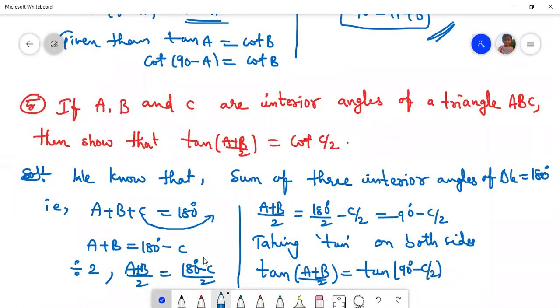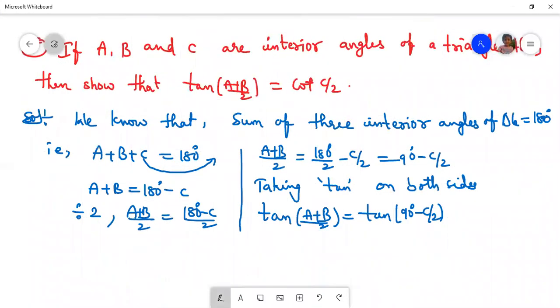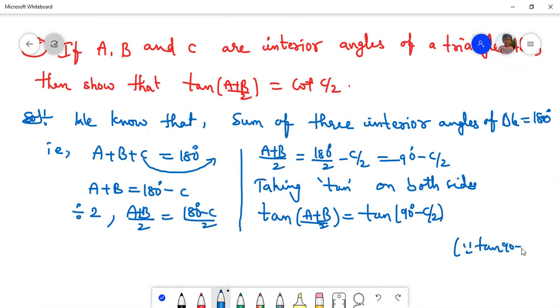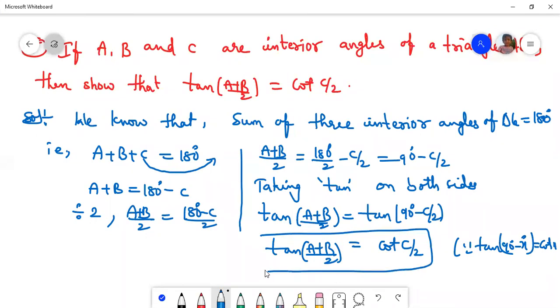From the complement angle of the triangle, we know that tan of (90 minus x) degrees equal to cot x degrees. So it is equal to cot of C by 2, which is equal to tan of (A plus B) by 2. This is also very, very important. It will come in the higher standard, in that basic concept. This is the basic concept.